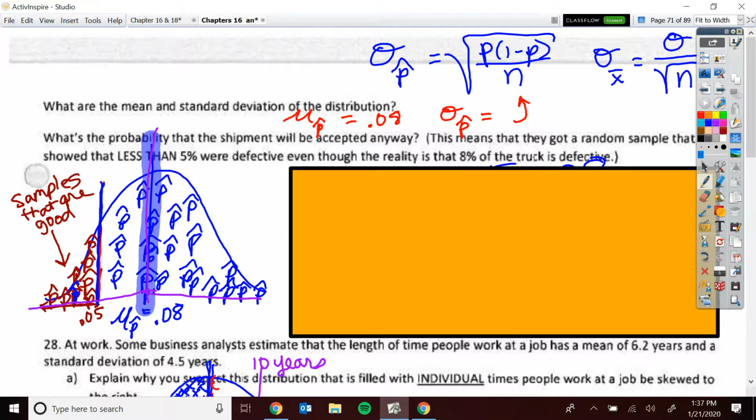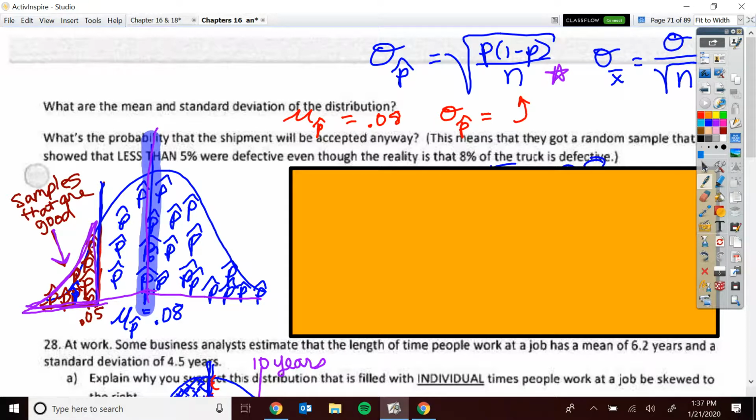Okay, but the question here says, what's the probability that the shipment will be accepted anyway? That means, what's the probability that they get one of these p hats down here that has less than 5% defective? So down here, the farmer gets to pull a fast one on the factory and give them his truckload of bad apples because they think they're good. All right, so we know that the mean is 0.08. Standard deviation, we're going to follow this formula here.